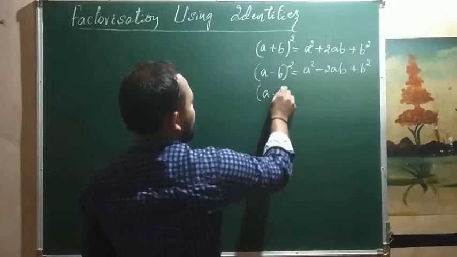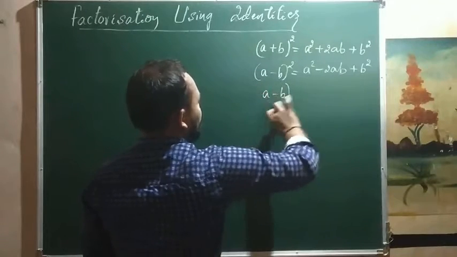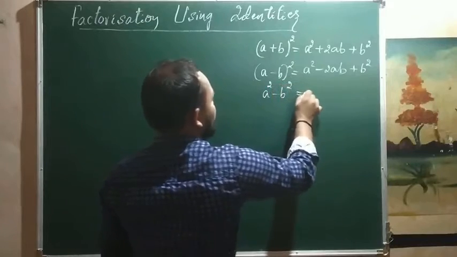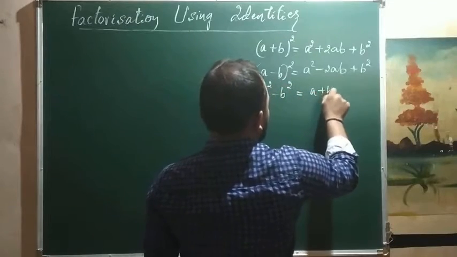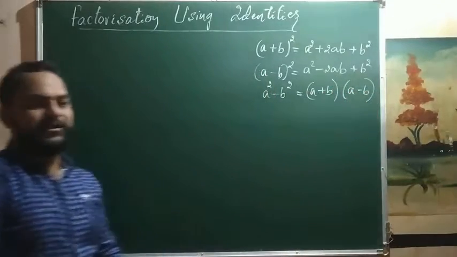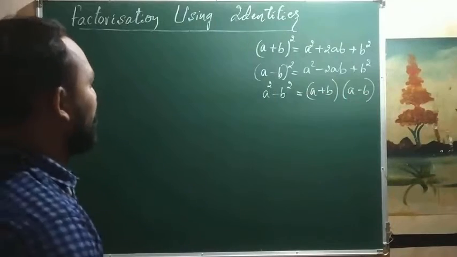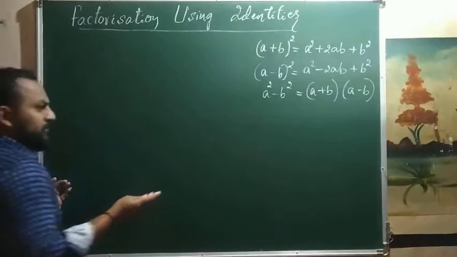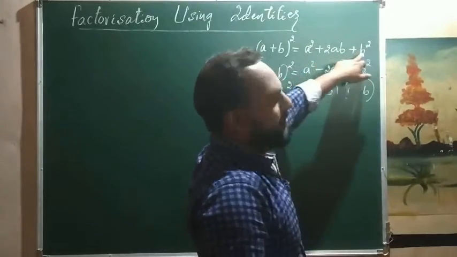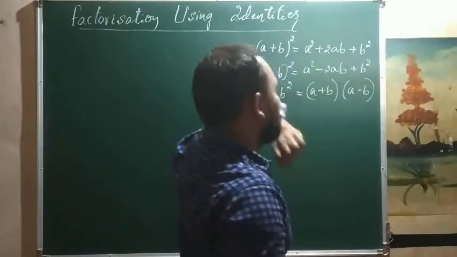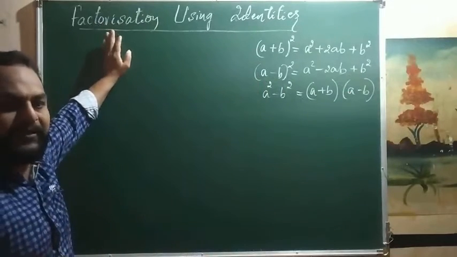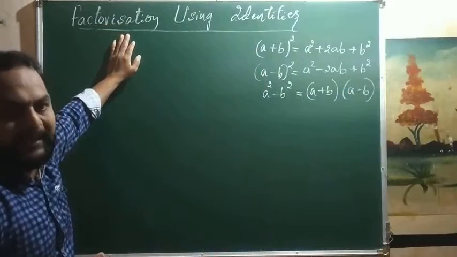And the third identity is a square minus b square, which is a plus b times a minus b. These are the identities. Then how do we factorize trinomials? These are trinomials, with three terms: 1, 2, 3. Three terms means trinomials. So how do we factorize trinomials by using identities?